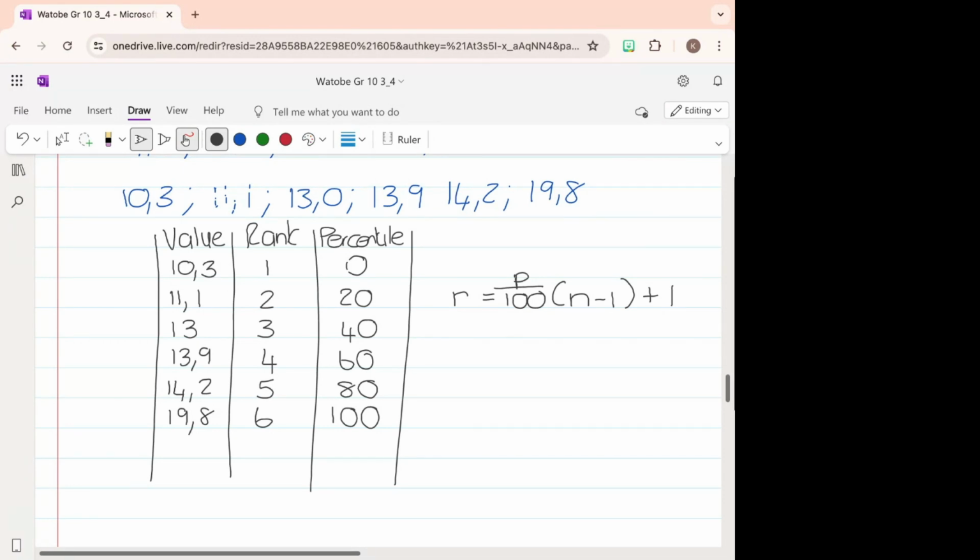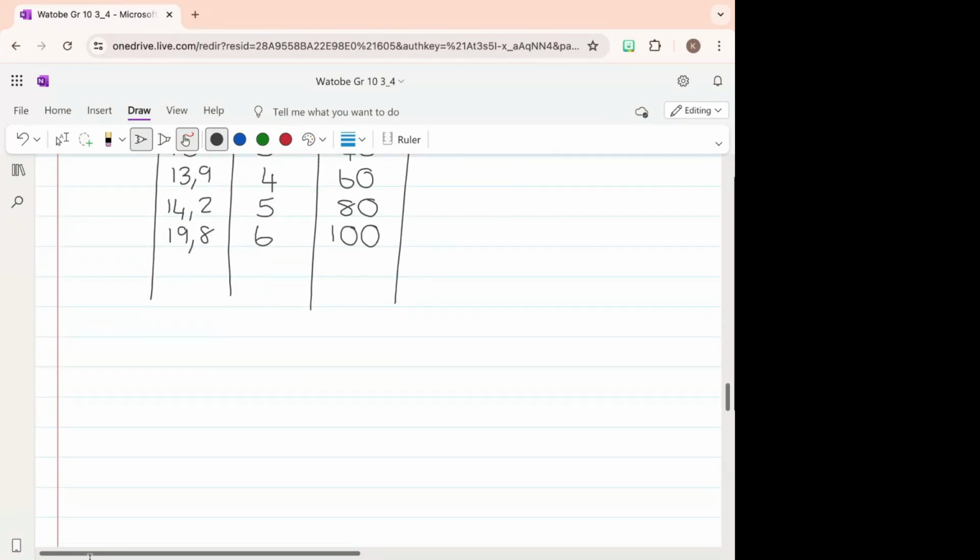So let's have a look at an example together. I'm going to give you some data. I'm going to give it to you in order already, just to help us out here. 7, 8, 14, 17, 19, 20, 30, 36, and 45.